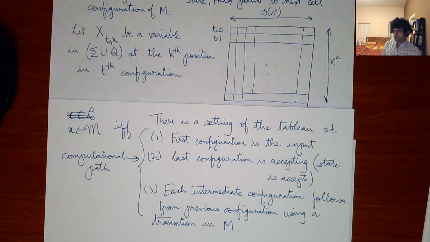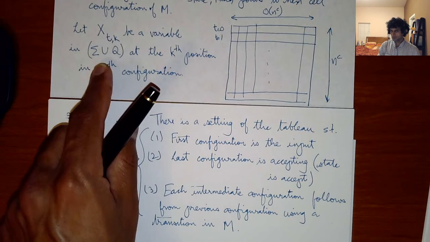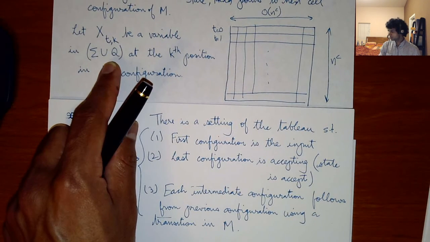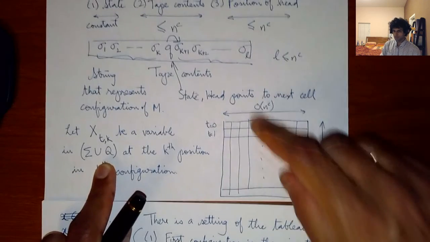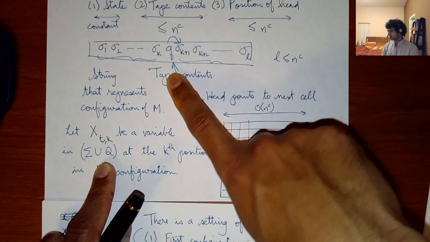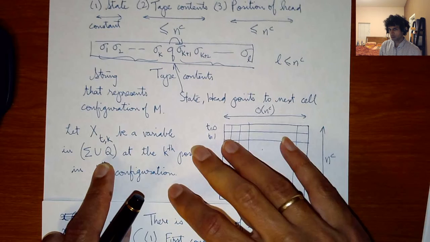Any questions about this? I have a question. Yes. So can X be either a state or a character on the tape? Yes, I said it's in sigma union Q. Gotcha. Which you need for this, right? Maybe that's why you asked that question.